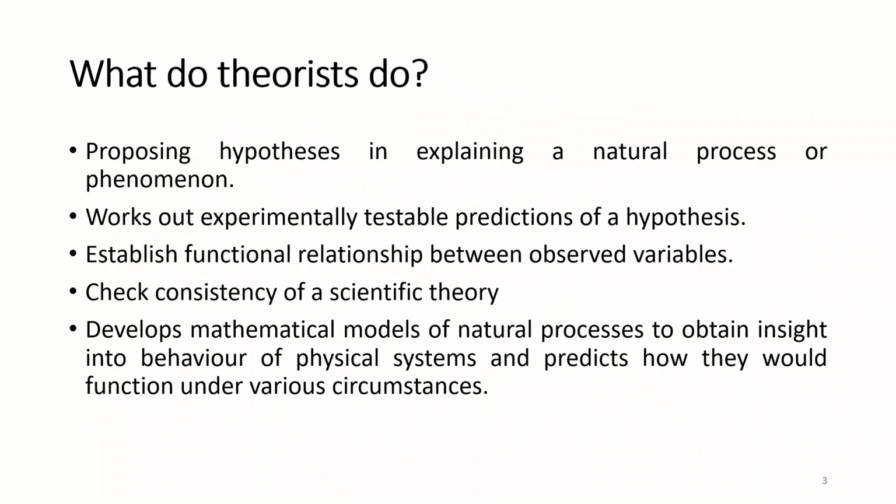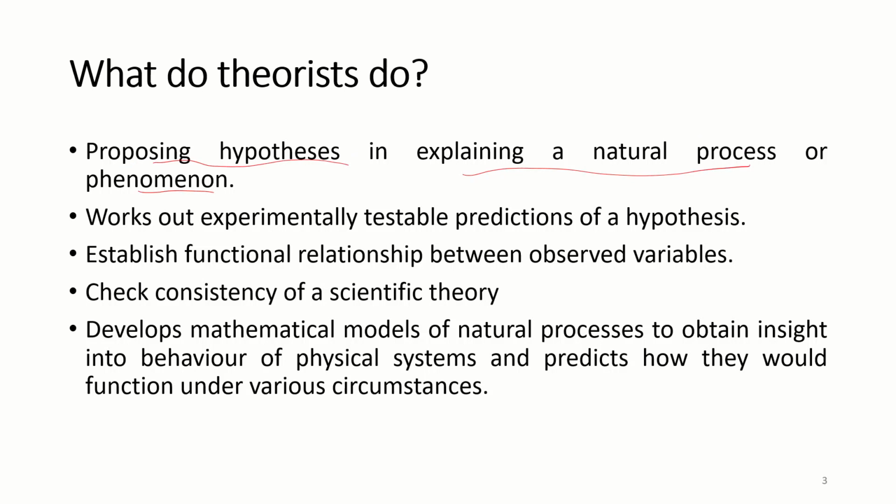Coming to the first part, what does a theorist or a theoretical research scientist do? We need somebody who can propose theories by looking at a physical phenomenon. So there comes the role of a theorist. The first role is that a theorist proposes hypotheses explaining a natural process or a phenomenon.